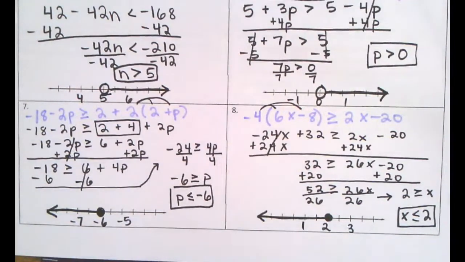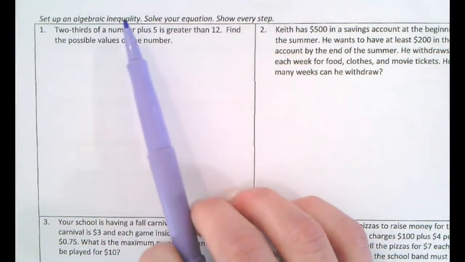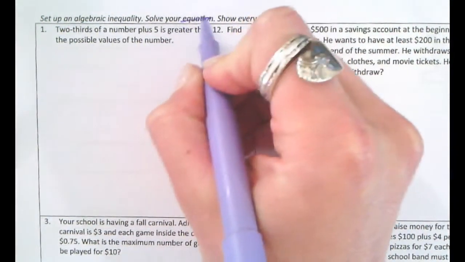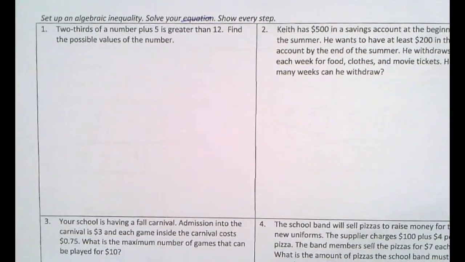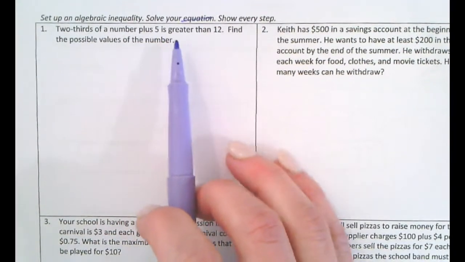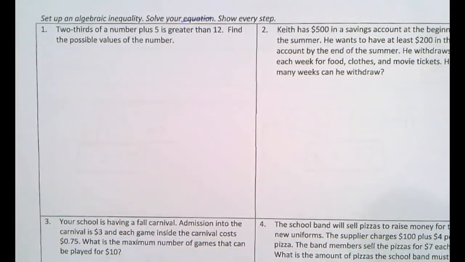All right, let's flip it over to the back side and work out some word problems. Our word problems on the back side say, set up an algebraic inequality, solve your inequality, that's a small typo, and show every step. Our first one says 2/3 of a number plus 5 is greater than 12. Find the possible values of the number.